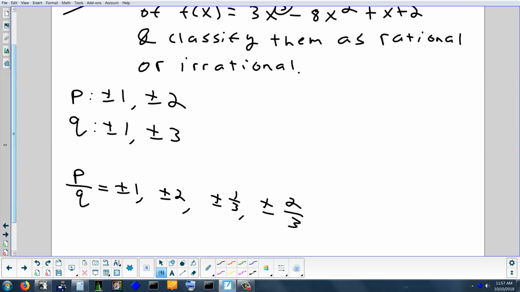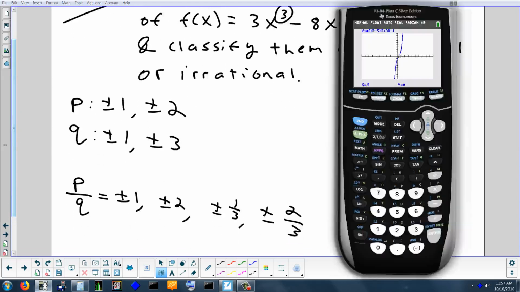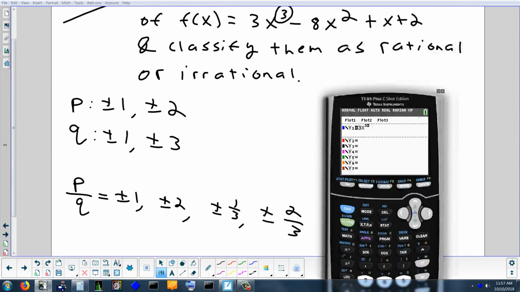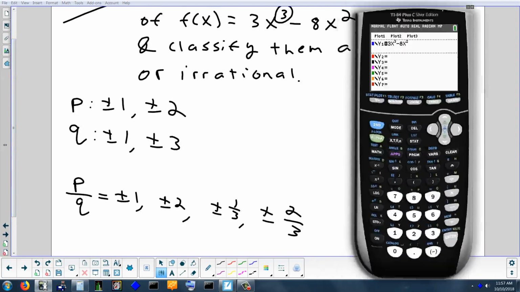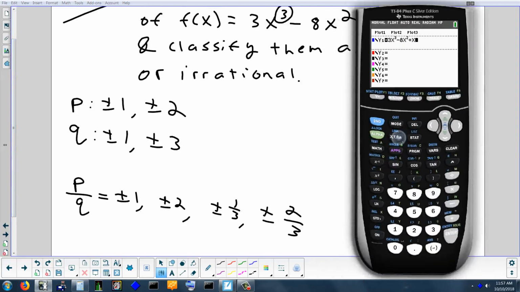Okay. So now we've got some numbers to look at. Let's graph it and see if any of those seem to make sense. And one of them has to. If none of them do, then we're stuck. 3x cubed minus 8x squared plus x plus 2.